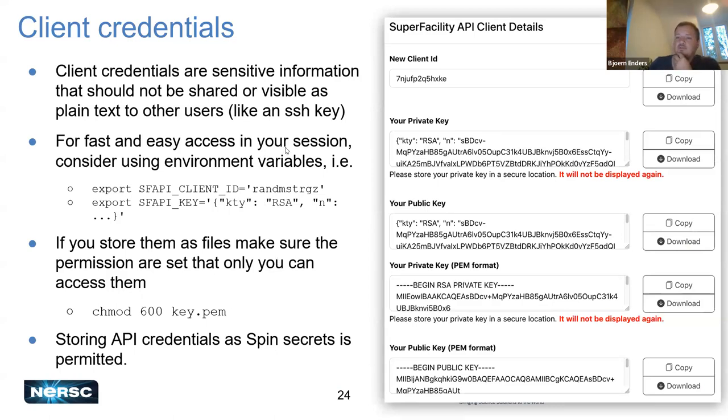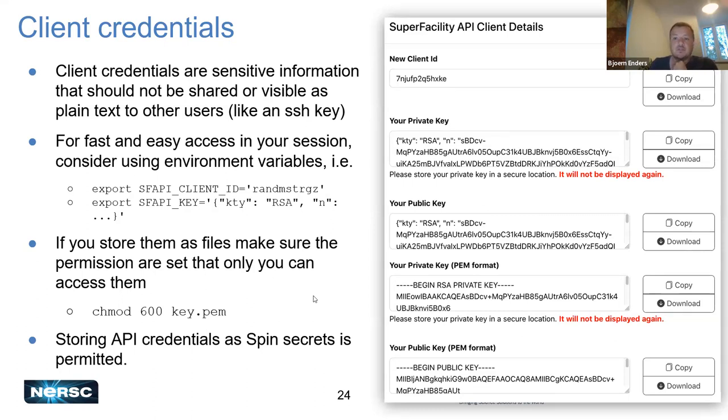Okay, so if you went through that UI, in the end you will be shown this pop-up, which is API client details. It gives you a private key in JSON format and PEM format, along with the client ID, and the private parts are the sensitive parts. So you should treat it like an SSH key. Make sure that only you can access it by chmodding it to 600, and store it in safe places. Don't put it somewhere where everyone can read it.